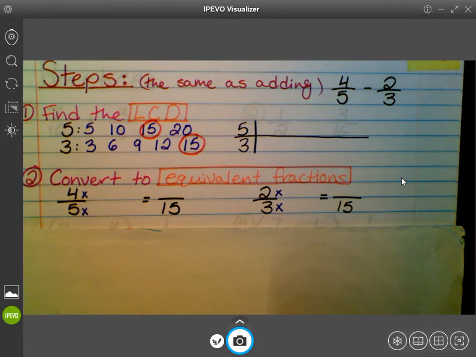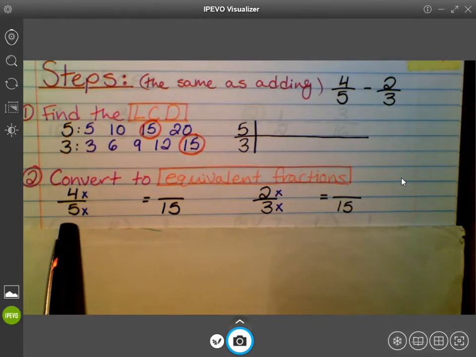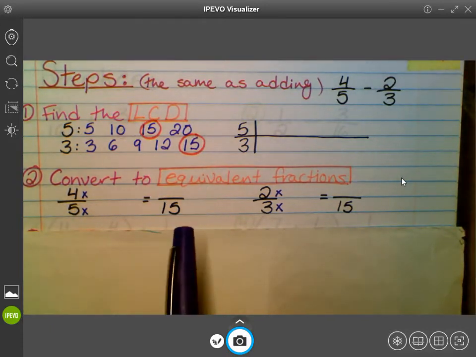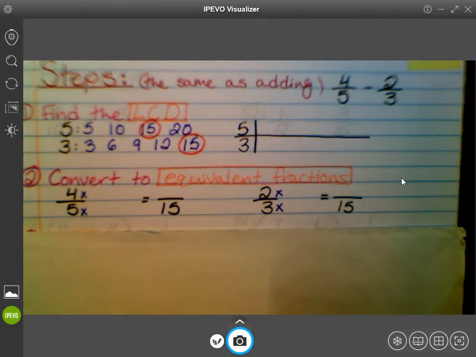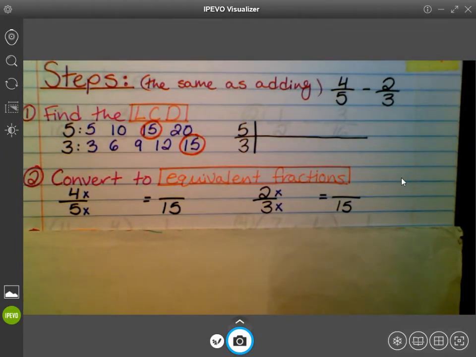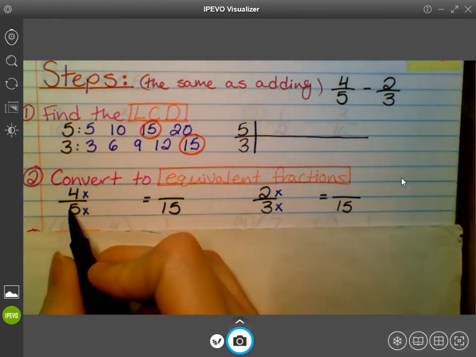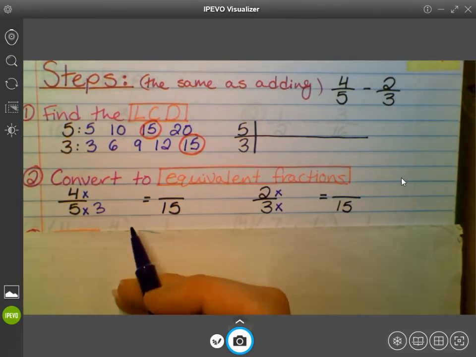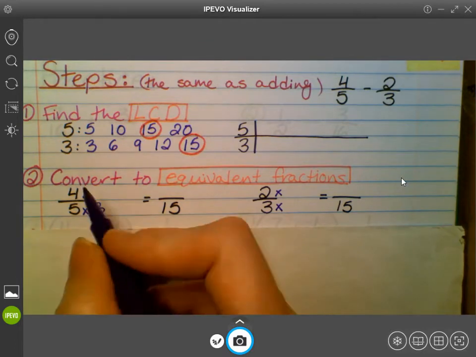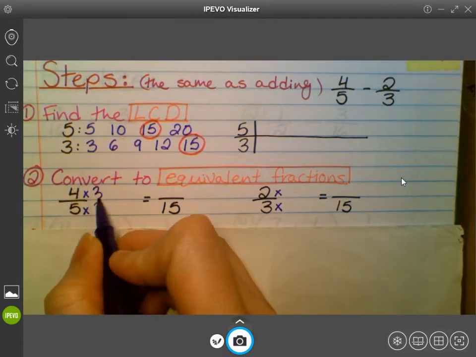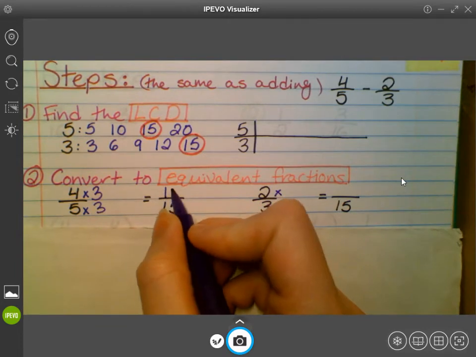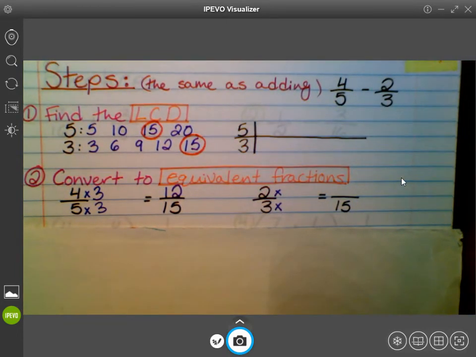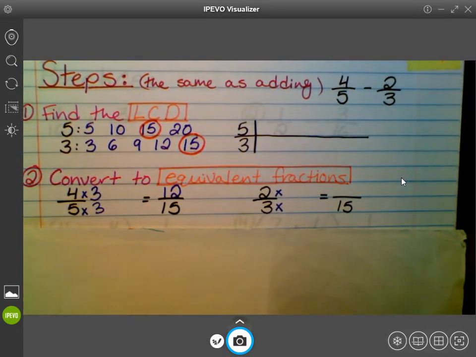So, converting to equivalent fractions, just like yesterday. For 4/5, we're going from a 5 as a denominator to a 15. So we ask, 5 times what equals 15? Fifth grade? 3. So, 5 times 3 equals 15. Whatever I do to the denominator, I have to do it to the numerator. So then 4 times 3. Well, 4 times 3 is 12.